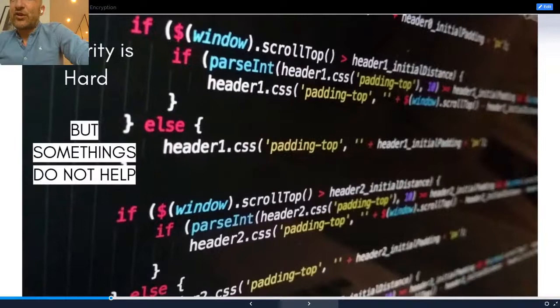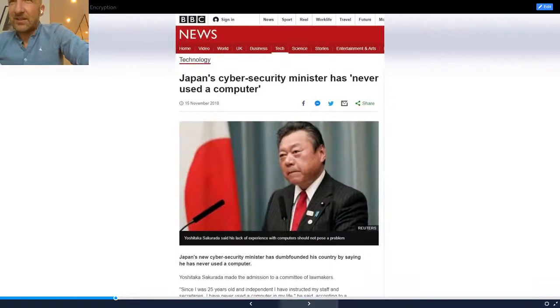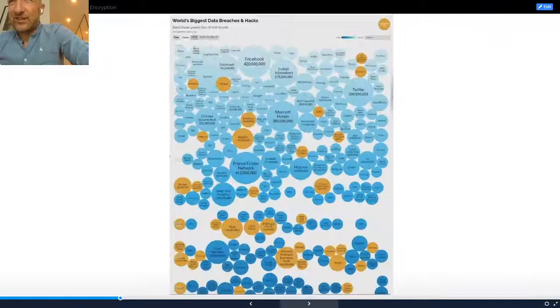So security is hard. We know that the bad guys only have to find one way into networks, while we have to secure every way. And technology is so complex. This is a real story, it's not fake news: Japan's cybersecurity minister has never used a computer. So we're seeing the old age against the technology age we're in, and things have to change. Hopefully this is the last time we see something like this, because everything has moved online and security is crucial.